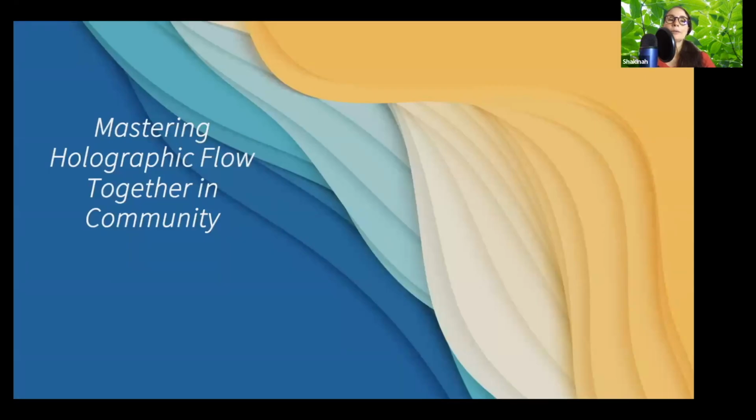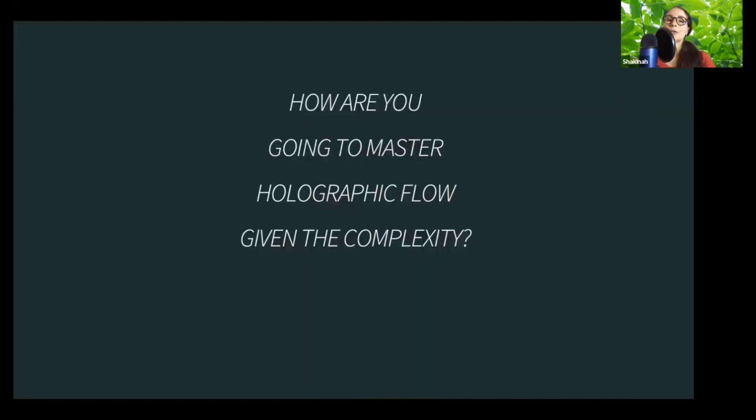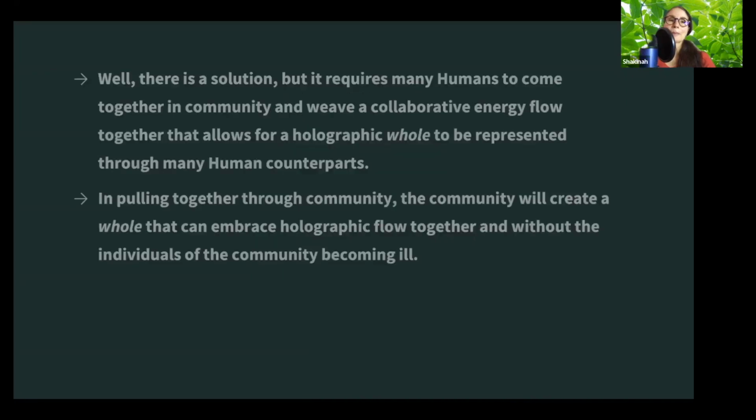Mastering holographic flow together in community. How are you going to master holographic flow given the complexity? Well, there is a solution, but it requires many humans to come together in community and weave a collaborative energy flow together that allows for a holographic whole to be represented through many human counterparts.